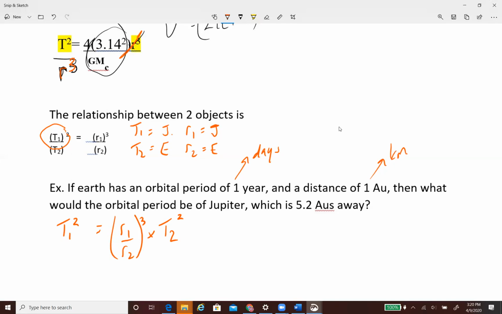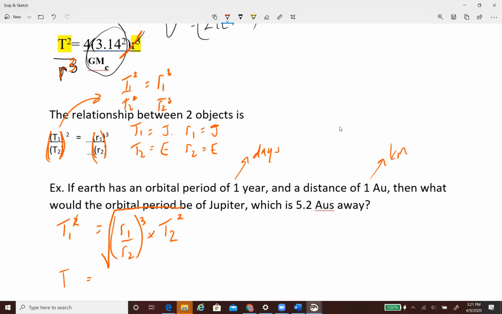I have to separate these two out. This is supposed to be a bracket around all of this. I couldn't do it in Microsoft Word, so that's supposed to be a bracket around everything. Or you could just write it as T1 squared over T2 squared equals R1 cubed over R2 cubed. So we have the orbital period of Jupiter squared, so we can get rid of the square and solve for the orbital period of Jupiter.